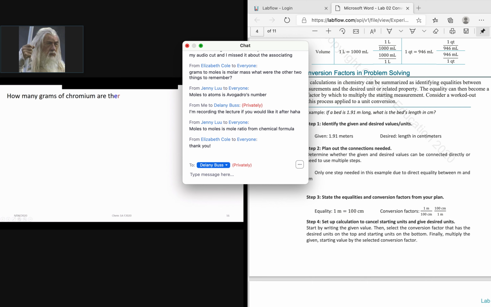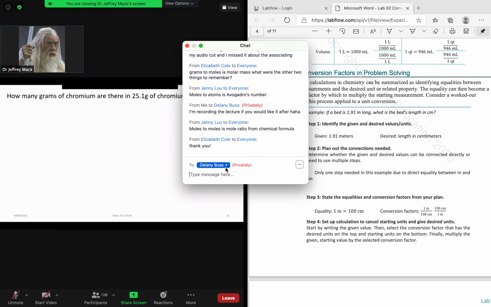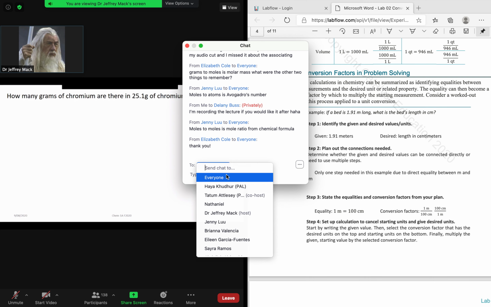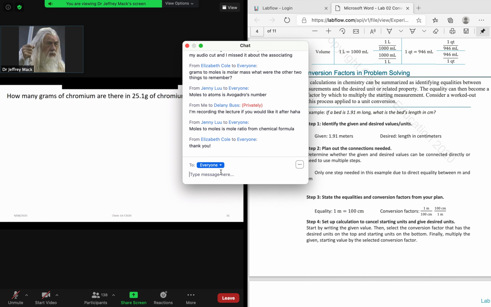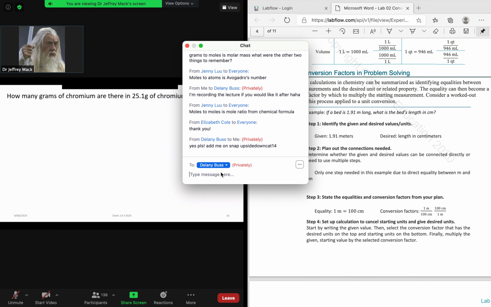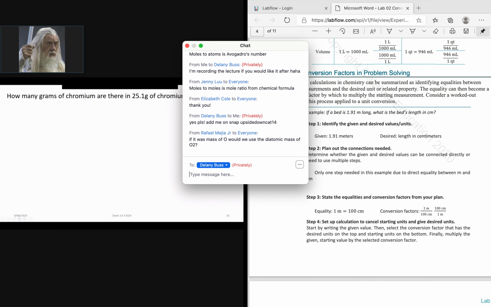Okay, how many grams of chromium are there in 25.1 grams of chromium 3 acetate? Well, I know that it's going to be less than 25.1 because chromium makes up only a part of the whole compound. So again, this is just another series of calculations where we're going to go through grams and moles and back to grams now. Simple example. These types of calculations should be very straightforward and simple, especially if you took Chem 4.